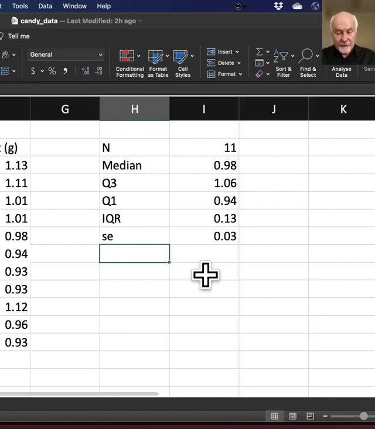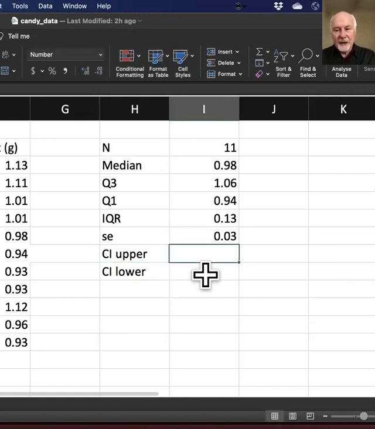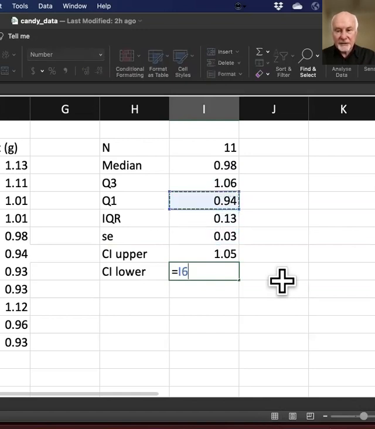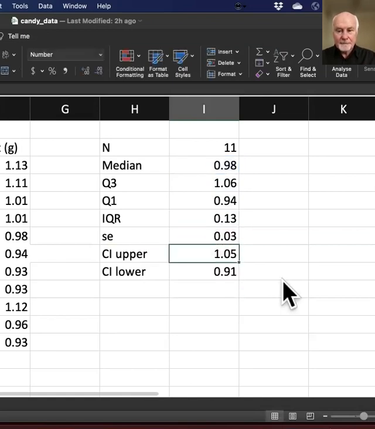We'll have a CI upper, the upper range of the confidence interval, and a CI lower. The CI upper is going to be the median plus, for the moment, 2 times the standard error. So it's the median, that's 0.98, plus 2 times the standard error. And the lower is going to be the median minus 2 times the standard error.